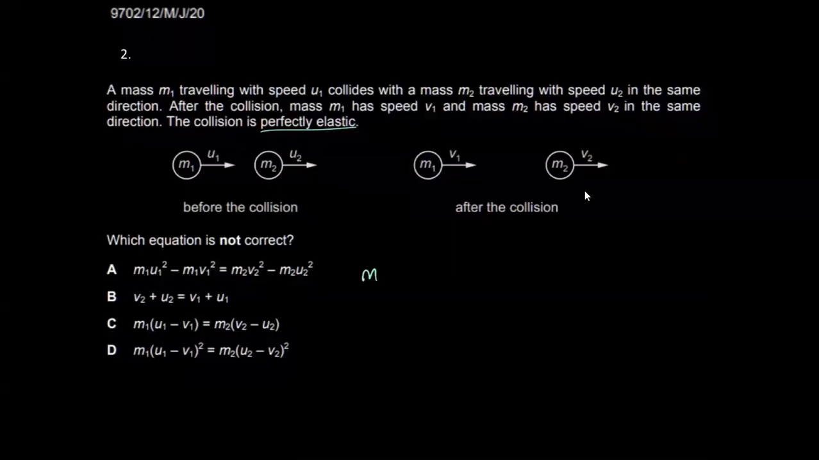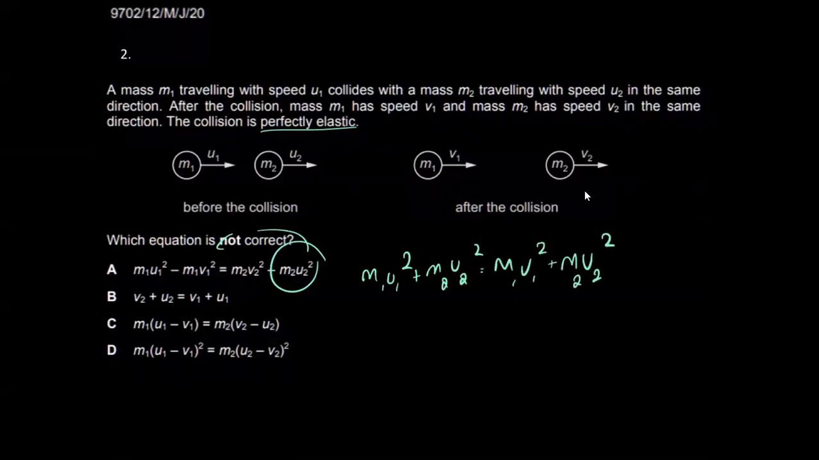So this one says that m1 u1 square, I'm going to bring this to the other side, plus m2 u2 square is equal to m1 v1 square plus m2 v2 square. ये क्या है? These are all kinetic energy. It says that the kinetic energy of 1 plus kinetic energy of 2 at initial is equal to kinetic energy of 1 final plus kinetic energy of 2 final.